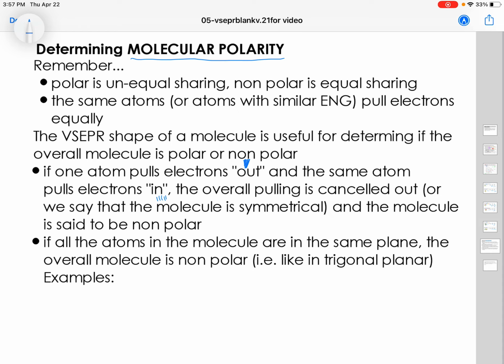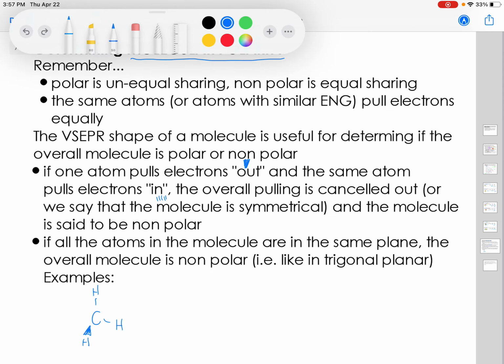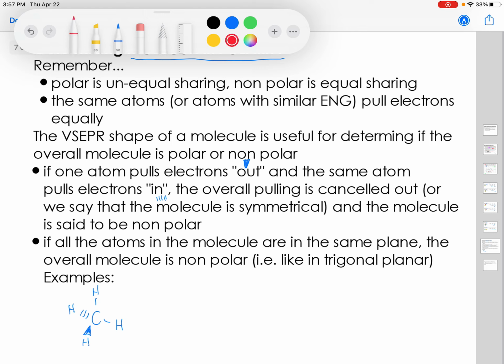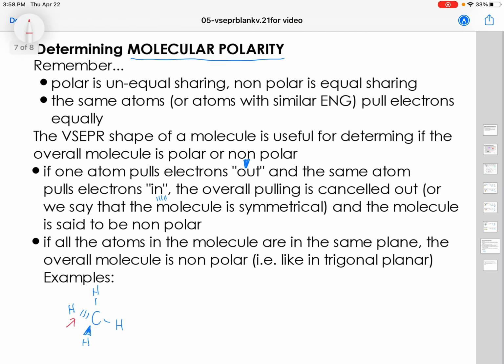So let's say you have, well, we just did carbon tetrachloride, or CH4. Let's do that one, because we already drew this. So we have into, we have pull out of, and so that is symmetrical.